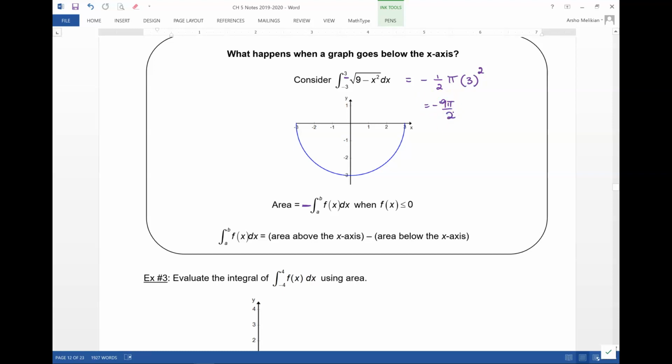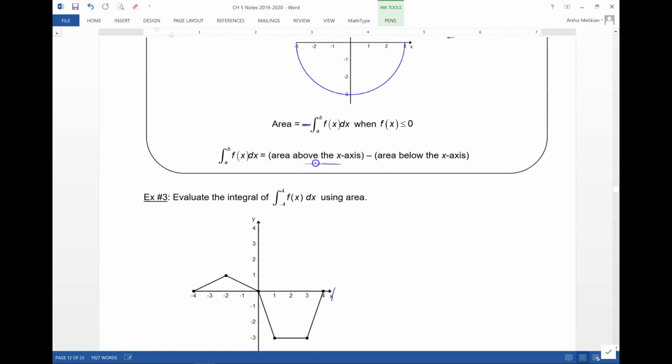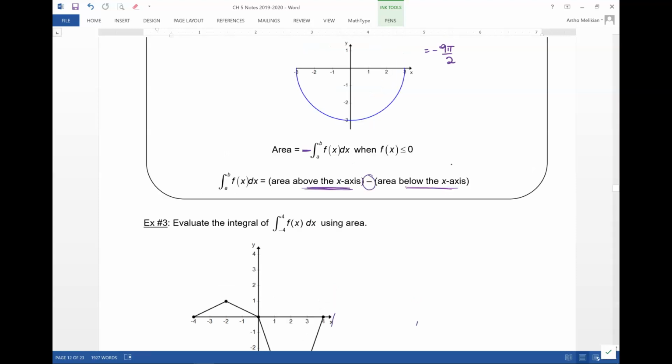Okay. Now, we did the case when you have a graph above the x-axis. We did the case when you have a graph strictly below the x-axis. But what if some of it is above and some of it is below? Then what you do is you find the area of the portion above the x-axis and you subtract the area which is below the x-axis. So find all the areas, but the ones on the bottom are negative.